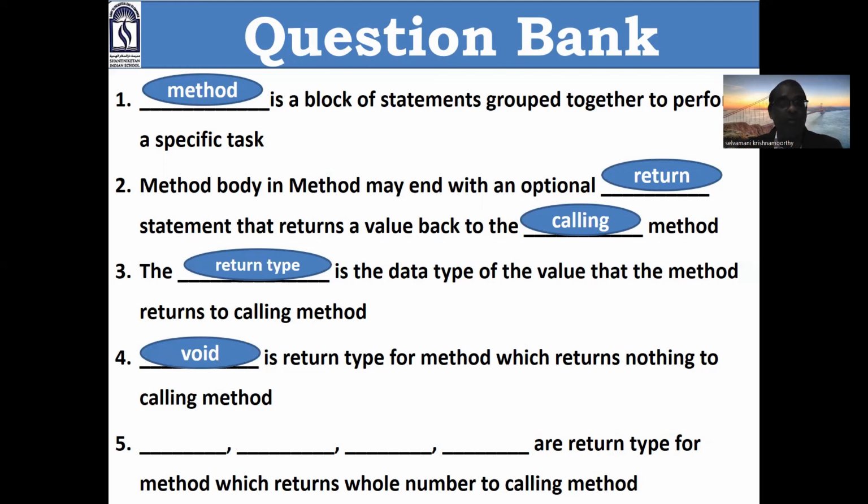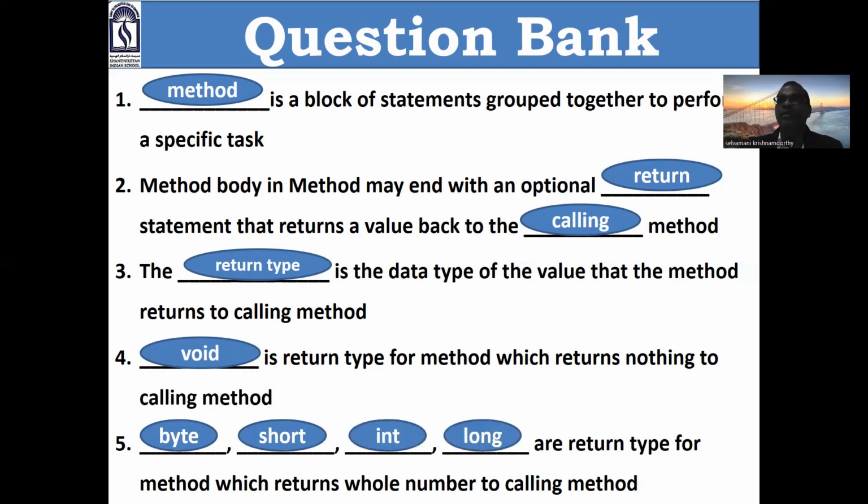Underline whole number. Very good. Byte, short, int, long. These four are for whole numbers. These four, byte, short, int, long, are return types for a method which returns a whole number to the calling method. Is it clear? Good. Today I stop here itself.